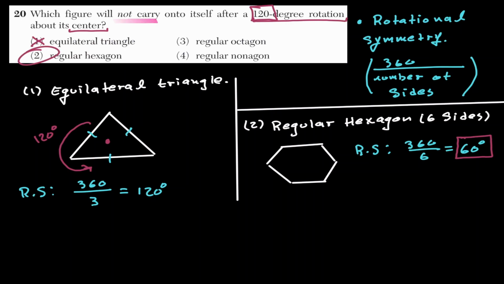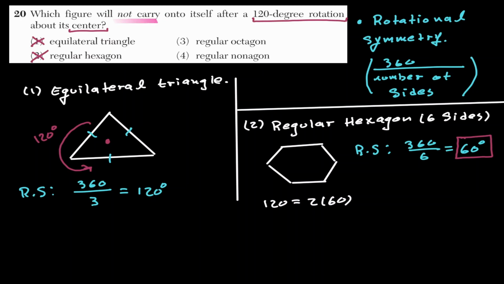Well, that is not correct, because even though we got a value of 60 degrees, any multiple of 60 degrees will also carry the figure into itself. And notice that 120 is equivalent to 2 times 60. When you have a multiple of 2, it's equivalent to what we are looking for. Therefore, a regular hexagon will carry the figure into itself after a rotation of 120 degrees. Option number 2 is not the correct option. We're looking for the not.